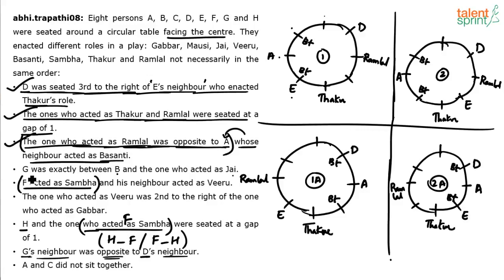Or you can use this point also. He says G was exactly between B and the one who acted as J. How do you pictorially represent this? It will be B, G, J or J, G, B. You understand? G was between B and J. You see, in both the cases G was exactly between B and J. So we can try with any one we want.